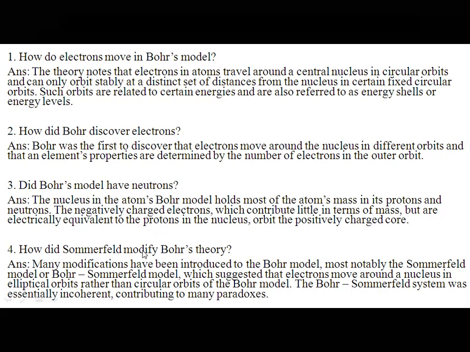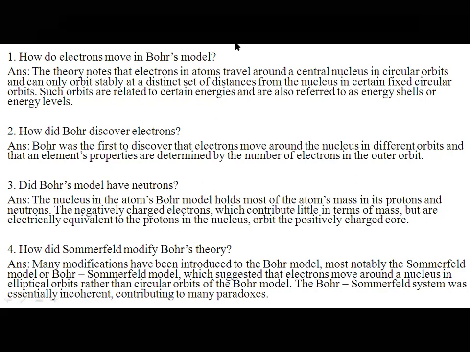How did Sommerfeld modify Bohr's theory? After Bohr theory, Sommerfeld's theory came. It was called the Bohr-Sommerfeld theory. What Sommerfeld did was slightly modify Bohr's theory. Many modifications have been introduced to Bohr's model, most notably the Sommerfeld model or Bohr-Sommerfeld model, which suggested that electrons move around a nucleus in elliptical orbits rather than circular orbits of the Bohr model.